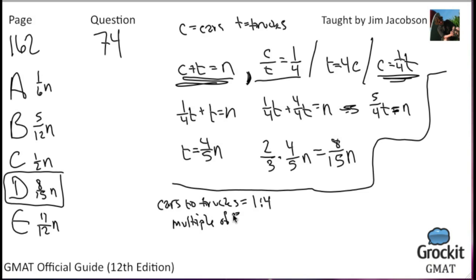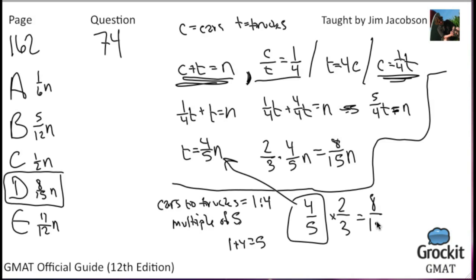So therefore, the number of trucks versus the total number of vehicles in the lot is 4/5. The ratio of cars in the lot to vehicles in the lot is 1:5. The ratio of trucks in the lot to vehicles in the lot is 4:5. So just by looking at this and doing 1 plus 4 equals 5, we've already skipped that step we got to at the end, that the trucks are 4/5 of the vehicles in the lot. And then we just needed 2/3 of that.